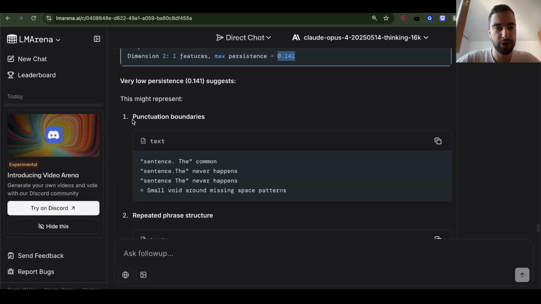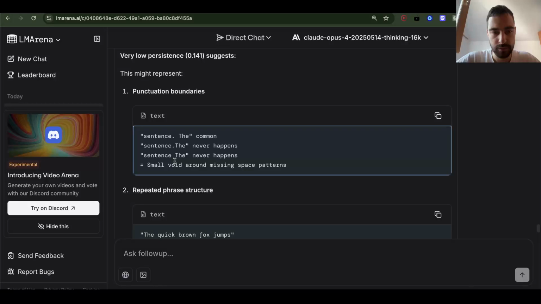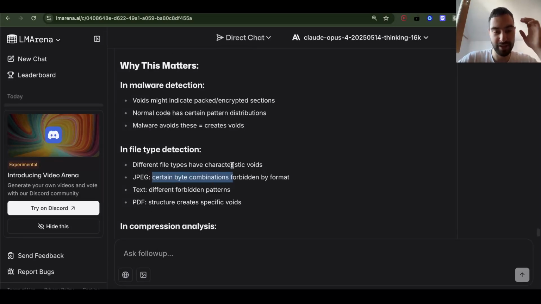This might represent punctuation boundaries. So sentence dot the here, so that's common, but no space between never happens, no dot never happens, equals a small void around missing space patterns. So these patterns that never happen, like without space and without dot, there is a small void there. This is the most interesting thing I've ever seen. So we can predict forbidden combinations of bytes or forbidden text just by these voids. For example, in JPEG, in text, in PDF.